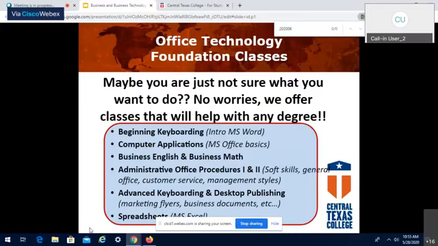So anyway, I think that office technology and the business department go hand in hand. We support each other, absolutely. And I think we intertwine greatly together with what we can offer all the students.